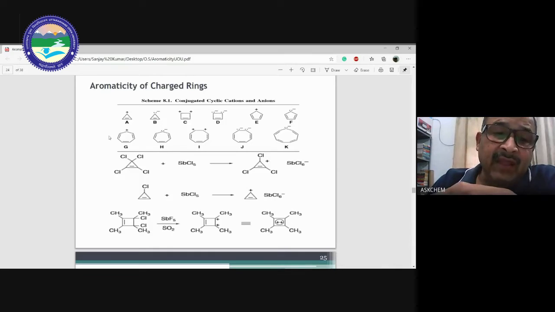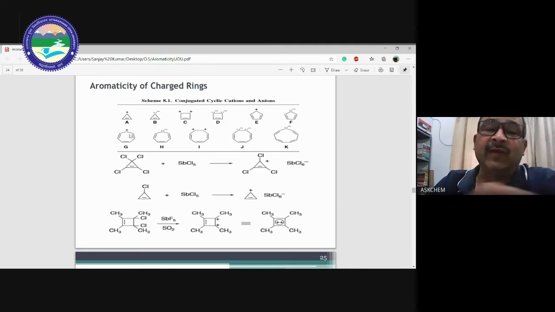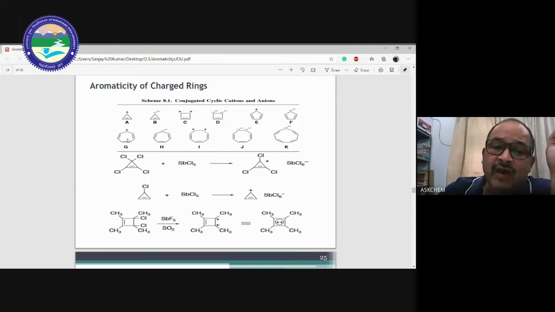This is the cycloheptatrienyl cation, that is the tropylium cation. Now all seven carbons are sp2 hybridized. The plus charge is delocalized throughout the system, and that's why this is 6 pi electrons. For 6 pi electrons, it satisfies Huckel's rule, so G is also aromatic. Now H is 8 pi electrons, and so it is anti-aromatic or non-aromatic. Larger geometry is there, so it's better to call it non-aromatic.